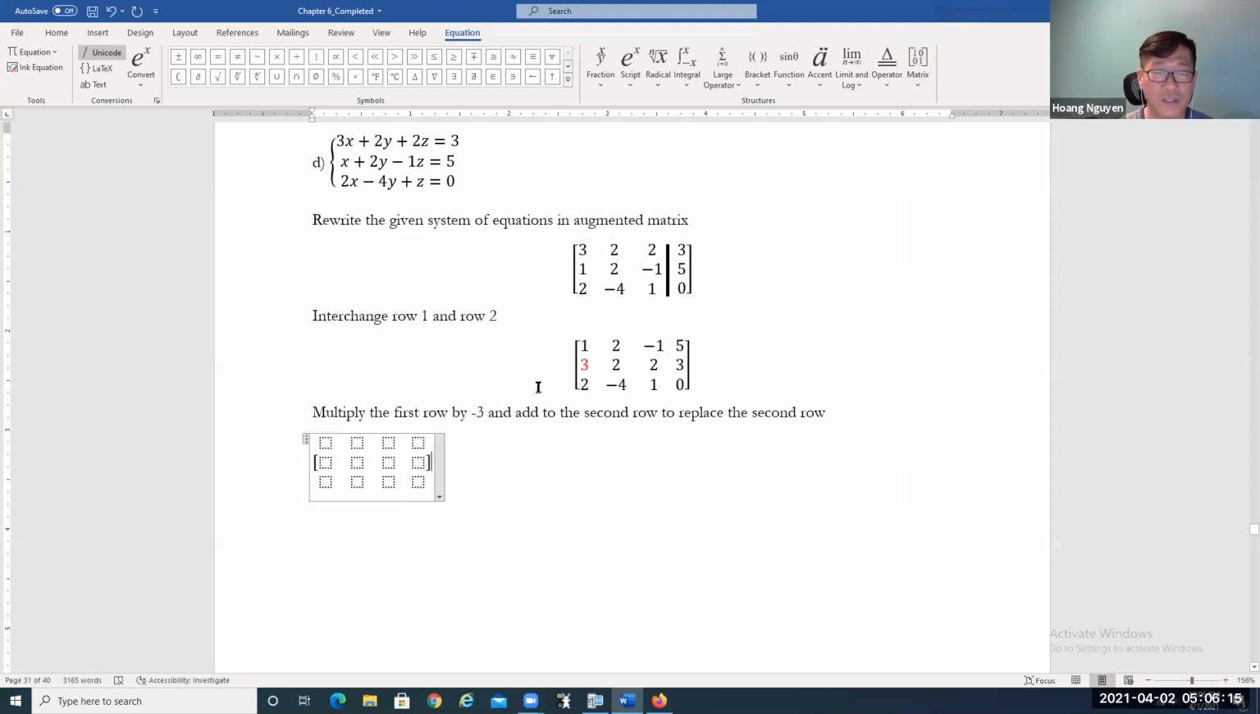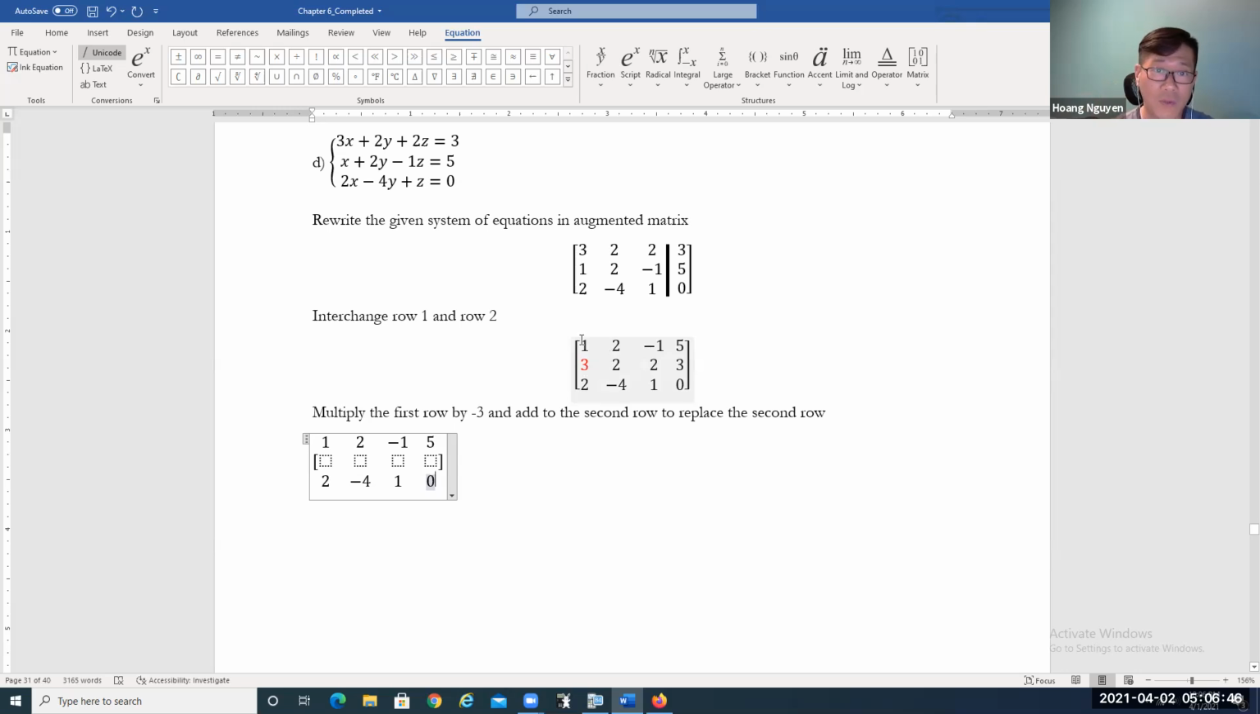Okay. So the first rows, based on my sentinel, I'm going to replace the second row only, right? So the first row I will copy: 1, 2, -1, and 5. The third row I also copy: 2, -4, 1, and 0. Only the second row got modified. So what's going to be the element on the second row now?